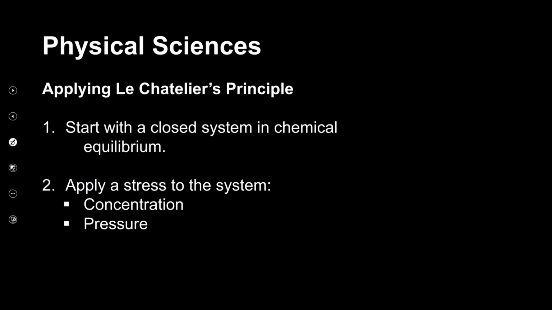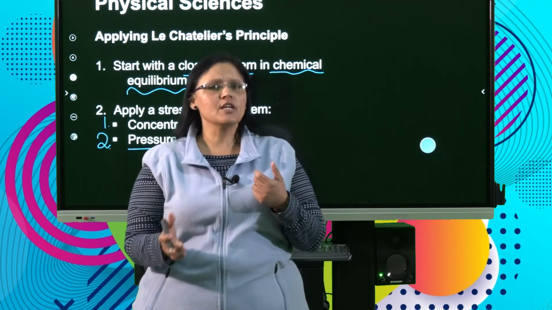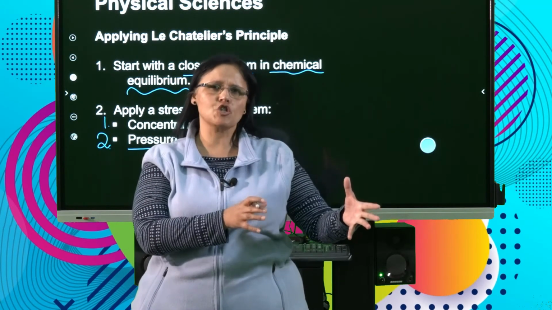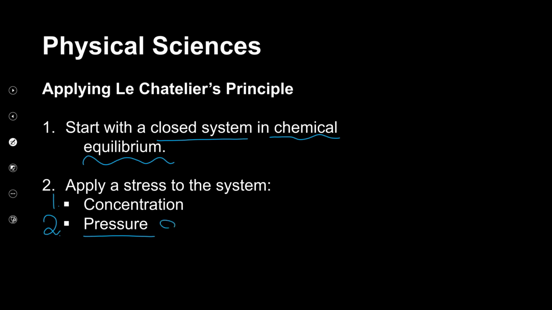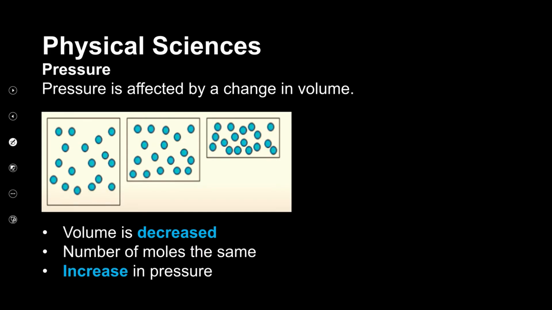The next one that we will look at is what will happen if we start in a closed system and the system is in chemical equilibrium. What will happen if we apply a stress to the system, but this time we apply pressure? Now we spoke about pressure at an earlier stage when we spoke about the rates of reaction. We also said that pressure is inversely proportional to the volume. So as soon as there's a change in volume, it will affect our pressure. Pressure can only be affected in gases. It's only in gases that we get pressure. Just a reminder again, the pressure is affected by the change in volume.